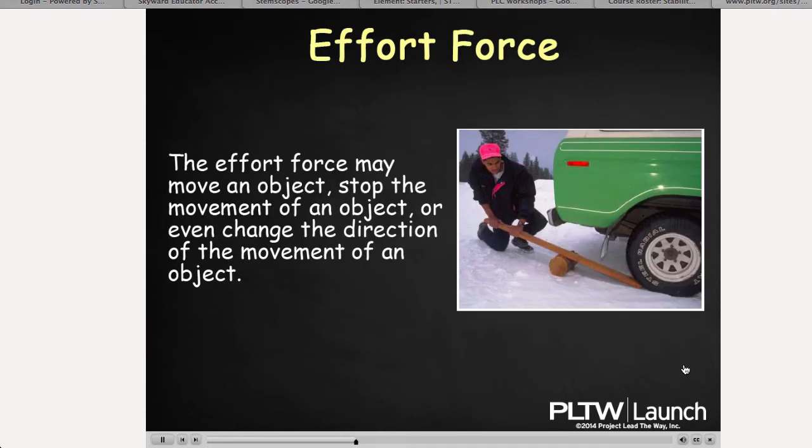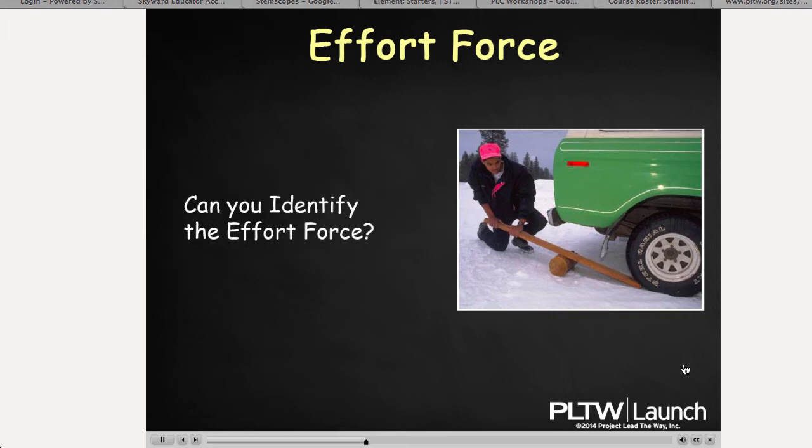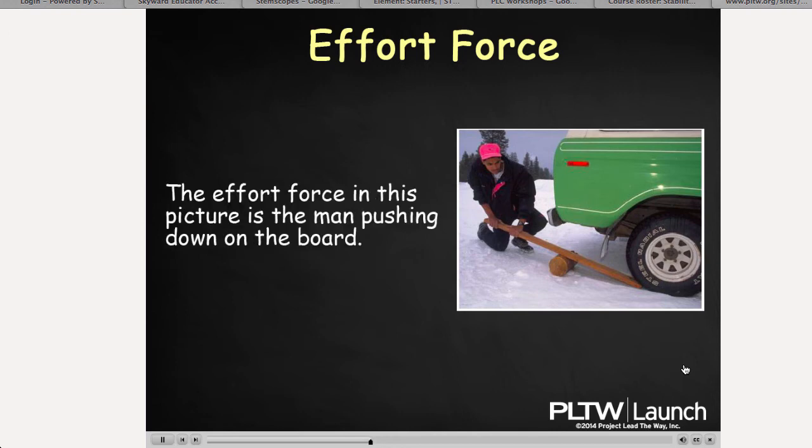The effort force is the push or pull. The effort force may move an object, stop the movement of an object, or even change the direction of the movement of an object. Can you identify the effort force in this image? The effort force in this picture is the man pushing down on the board.